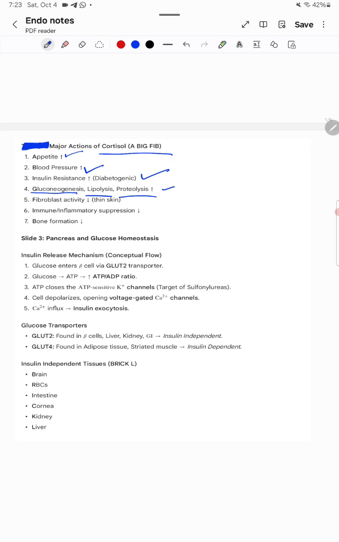So this is another action on the body. It increases gluconeogenesis, glucose level in the body, protein breakdown occurs. Okay, then fibroblast activity is decreased, immune inflammatory suppression occurs, and bone formation is decreased. So those who are taking steroids for a prolonged duration are at increased risk of getting osteoporosis. Okay, so this was all about adrenal gland.